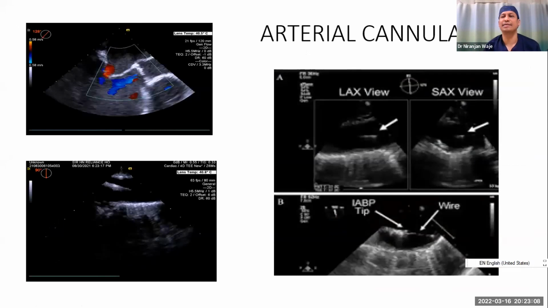Finally, in unstable conditions, echo can help you guide the IABP placement. Not only can it help you guide the placement of the wire, as you can see here, it can also help you confirm the position of the IABP.